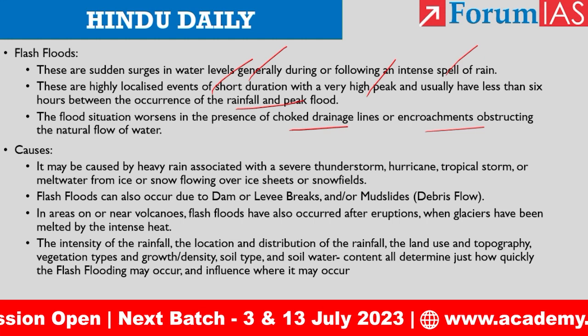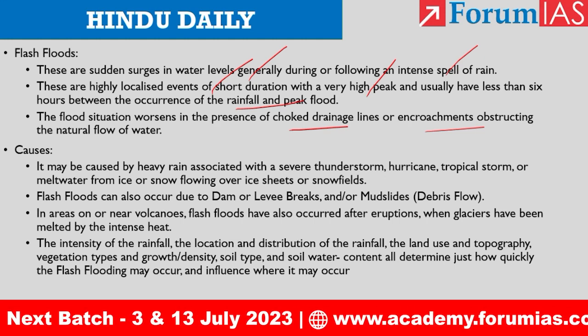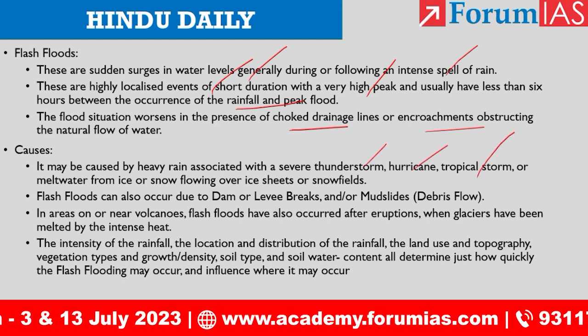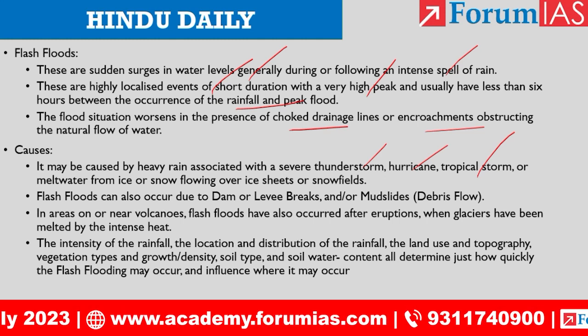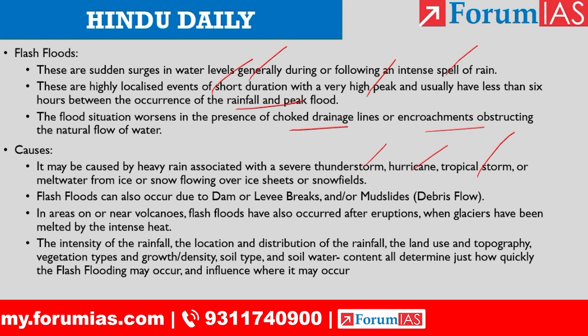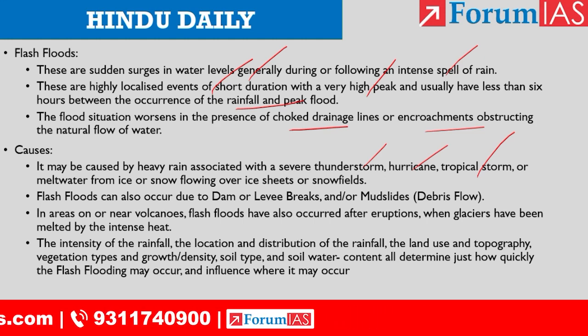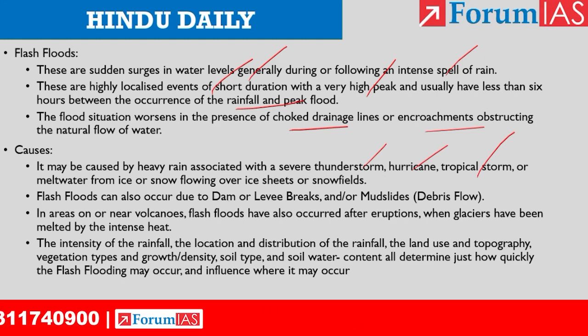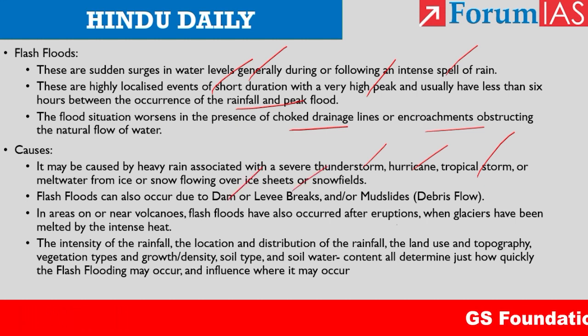They are caused by heavy rains, which are associated with thunderstorms, hurricanes, tropical storms, or meltwater. So in these areas, what will happen? Water will come from ice or ice sheets, snowfall, like that. So because of that, there will be flooding. Next, why do they happen? Flash floods can occur due to dam breaks, levee breaks, or debris flow.